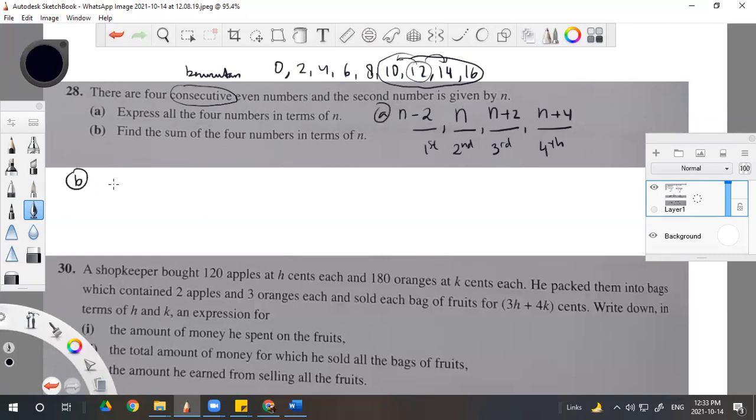Ya udah ditambahin semuanya. N minus 2 plus n the second number plus the third number plus the fourth number. Right? First, second, third, fourth. So, tambahin semua. Like terms, n-nya ada 4. So, 4n. Minus 2 plus 2 hilang. Ya, minus 2 sama plus 2, 0. Oke, sisanya plus 4. Then we are done. Oke.